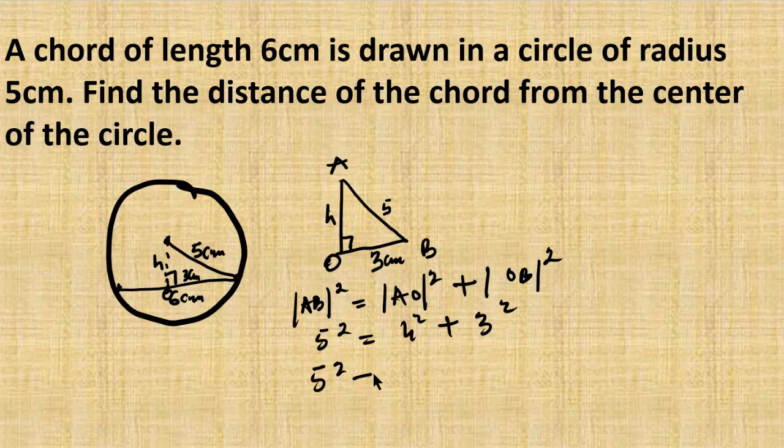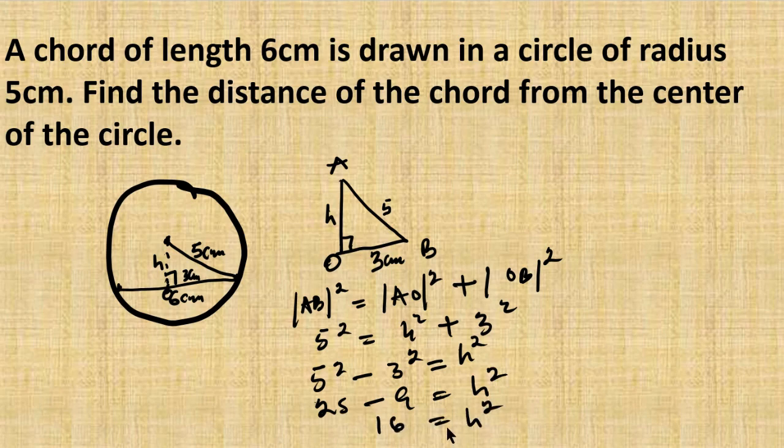5 squared minus 3 squared will be equal to H squared. 25 minus 9 is equal to H squared. 25 minus 9 is 16. That's equal to H squared. Now, to solve for H, we'll take the square root of both sides. So the square root of 16 will be equal to H. So H is equal to 4 centimeters. So the distance between the chord and the center of the circle is 4 centimeters.